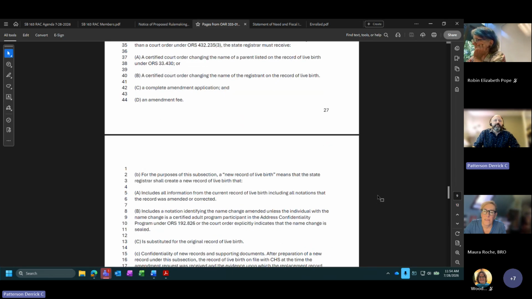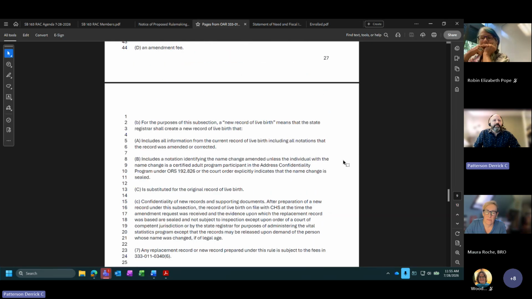B, for the purposes of this subsection, a new record of live birth means that the state registrar shall create a new record of live birth that A, includes all information from the current record of live birth, including all notations that the record was amended or corrected. B, includes a notation identifying the name change amended unless the individual with the name change is a certified adult program participant in the address confidentiality program under ORS 192.826, or the court order explicitly indicates that the name change is sealed. C is substituted for the original record of live birth.